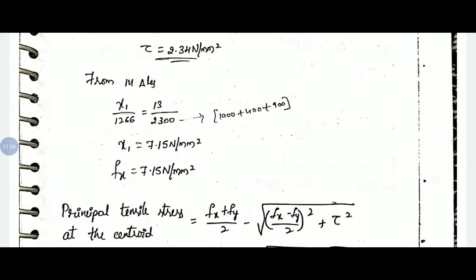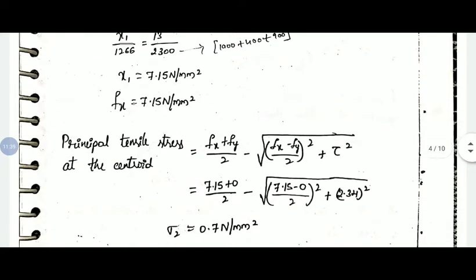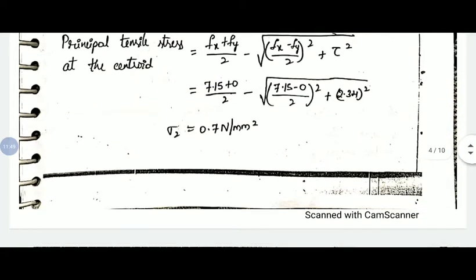So the principal tensile stress at the centroid is (Fx plus Fy) by 2 minus the square root of ((Fx minus Fy) by 2) whole square plus tau square. On simplifying we will get the principal tensile stress at the centroidal axis as 0.7 Newton per mm square.